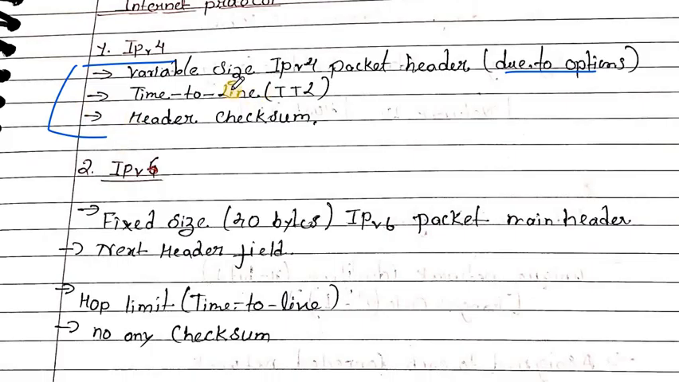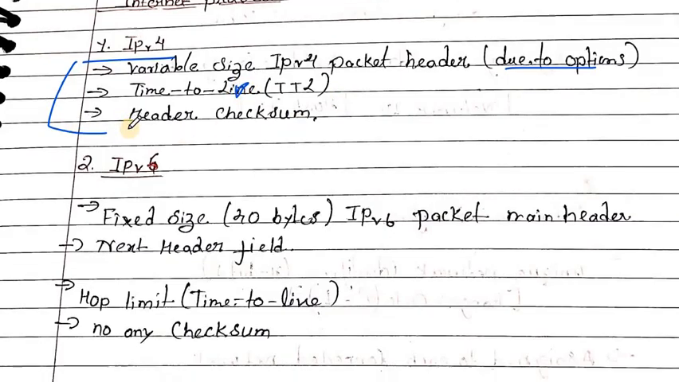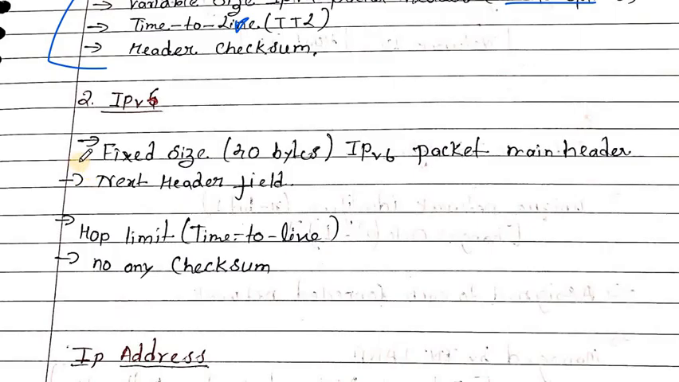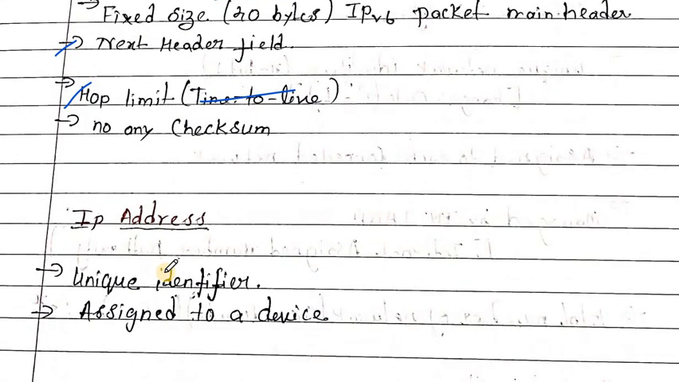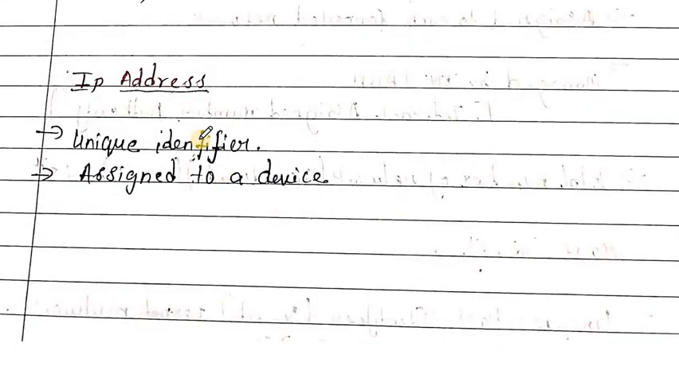Then time to live, or header checksum. In IPv4 it is variable, while IPv6 header is fixed in size, 40 bytes. Next header field, hop limit, same as time to live, and no checksum. In IPv6 there is no checksum. Let's see the IP address, a unique identifier assigned to a device.